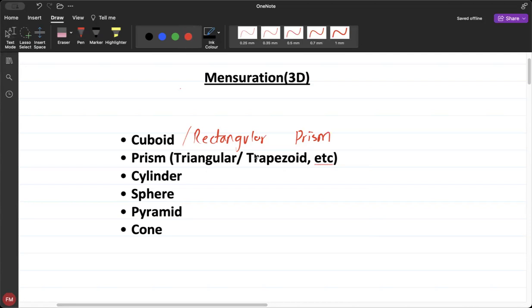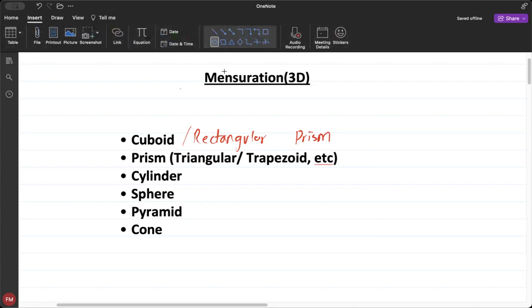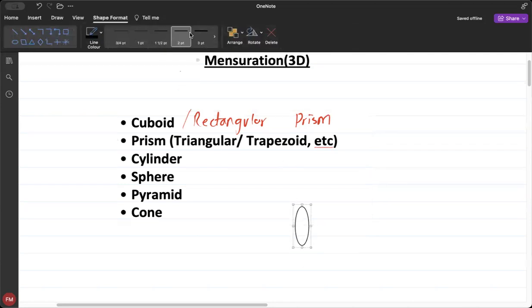In a similar way, we have something known as a cylinder. I would expect that you should be very well equipped as to how these shapes look like. So just to give you an idea, this is a cylinder over here. So that's how my cylinder looks like.